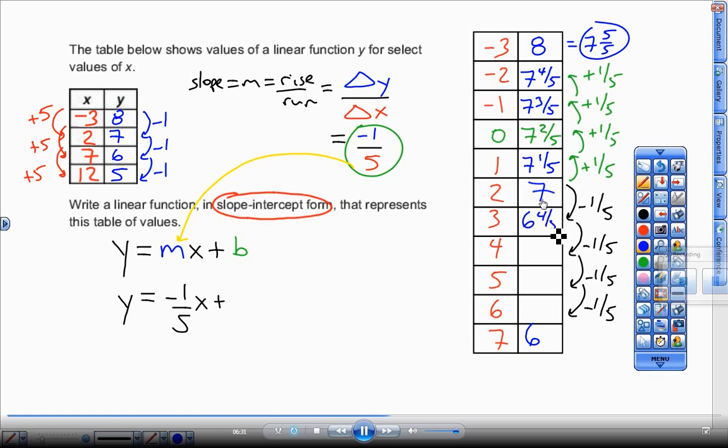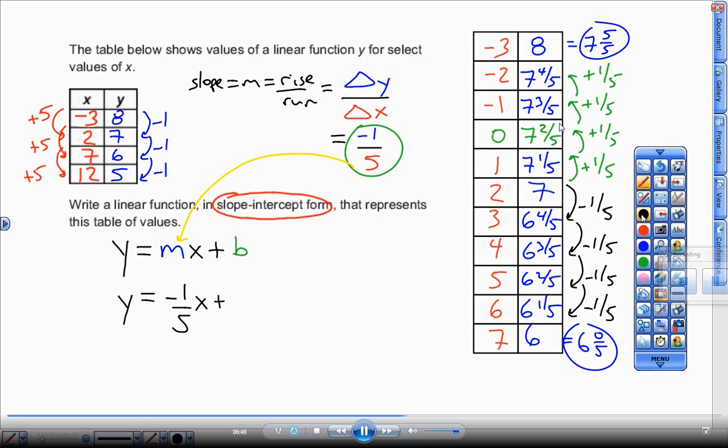Going down, 6 and 4/5, 6 and 3/5, 6 and 2/5, and then 6 and 1/5. 6 is the same as 6 and 0/5. Right here again, this is 6 and 5/5. If you want to think of it that way, 6 and 5/5. The 5/5 goes down to 4/5 if you want to write it that way. But that is my y-intercept number.